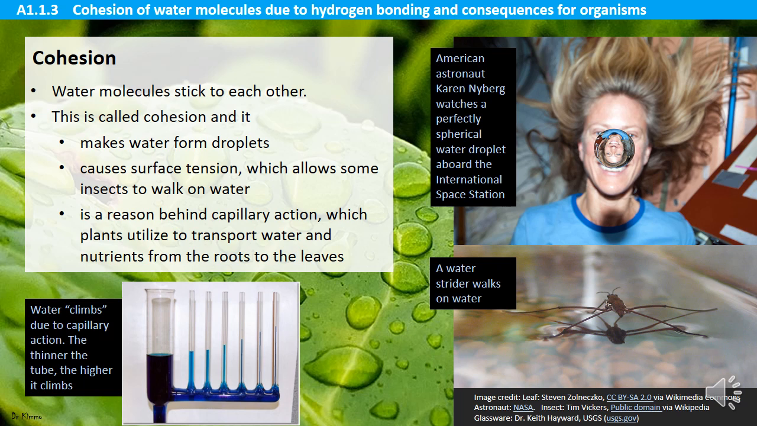It is also a reason behind capillary action, which plants utilize to transport water and nutrients from the roots to the leaves. You can see an experiment below on the left where the water is climbing up along thin tubes. On the top right, you can see American astronaut Karen Nyberg watching a sphere of water. It's a water droplet in the absence of gravity.